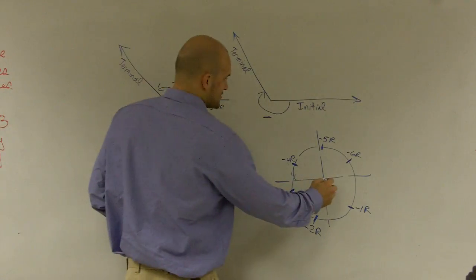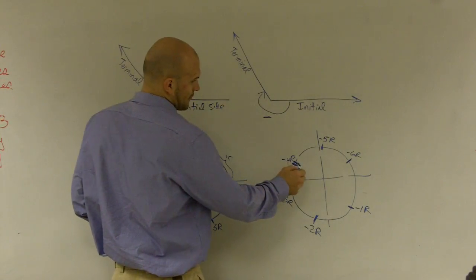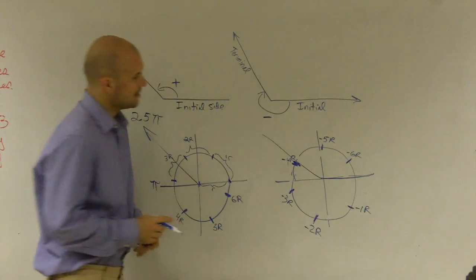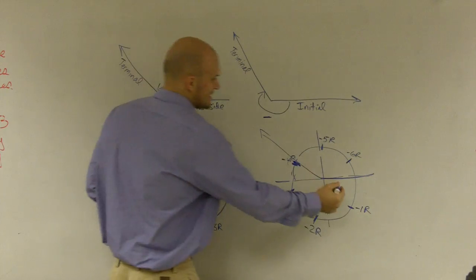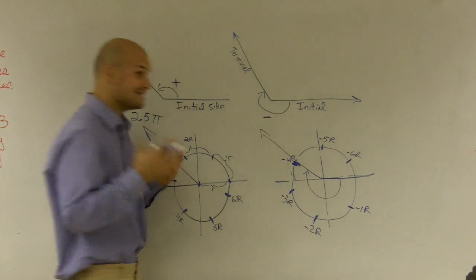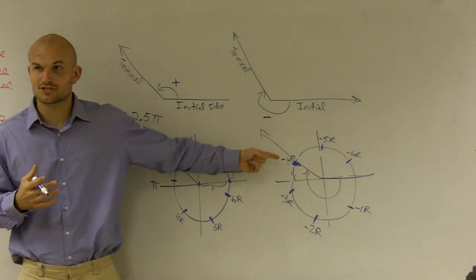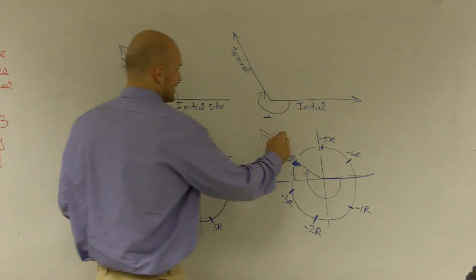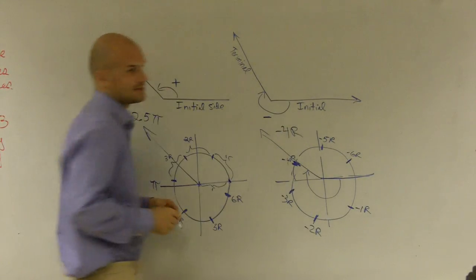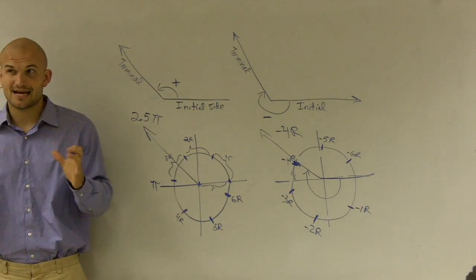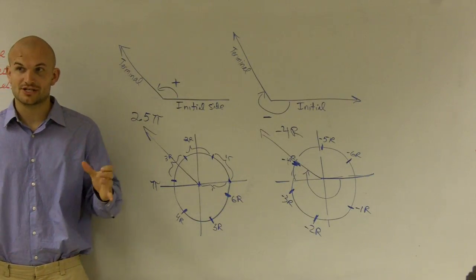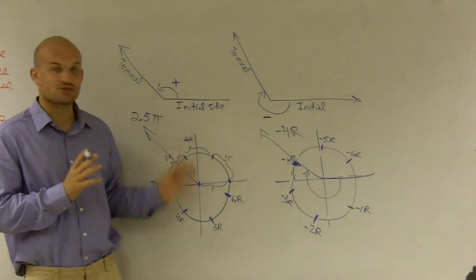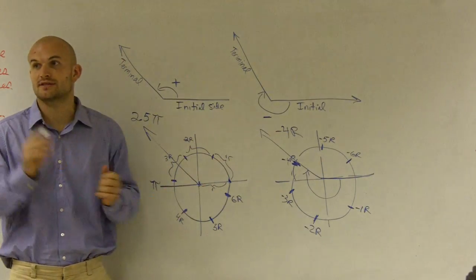Then let's look at it this way. I think my 4 is a little bit off. But if you look at it here, now if I go in the negative direction, what is this closest to? Negative 4 radians. So this one would be negative 4 radians. Do you see how the negative and positive direction change what it is? The measurement still remains the same, but the direction or the negative sign is going to change everything.